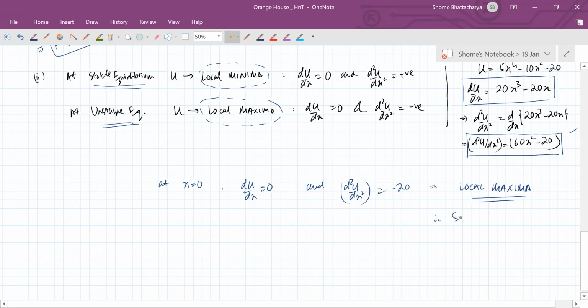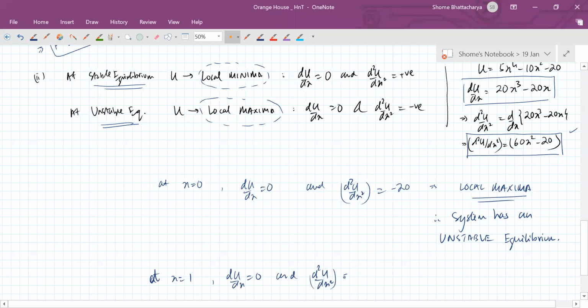So that means the system has an unstable equilibrium. Okay. Whereas at x equal to 1, derivative is 0. And what about the second derivative? Put the value of x equal to 1 in this, it is positive, no? It's plus 40. So that means there is a local minima. Okay. So there is a stable equilibrium.